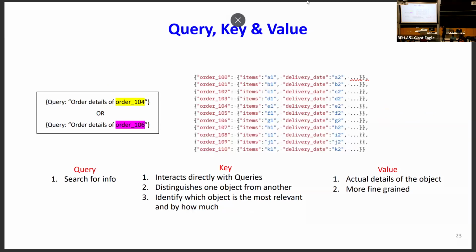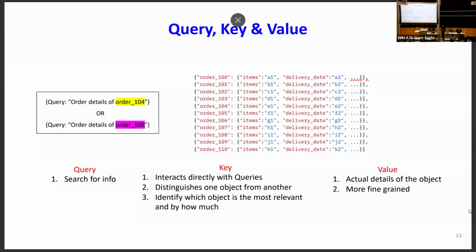So let's try to distinguish these three terms then. The queries are the ones that search for information. The keys are the ones that actually interact with this information. The queries and keys interact with each other and try to distinguish object A from object B and identify which object is most relevant. Once it does that, it tries to find the actual details of the object.